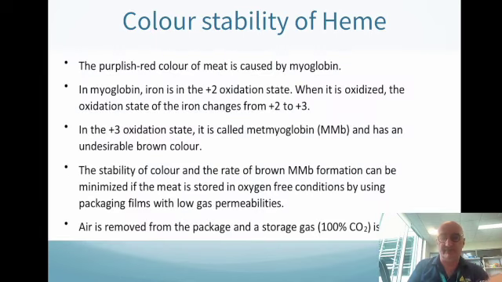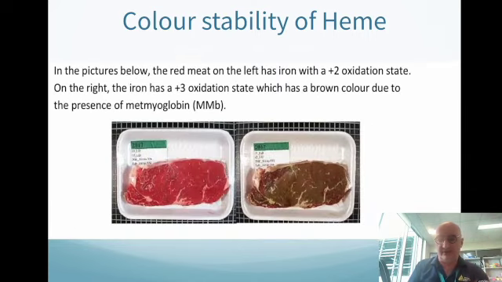Colour stability of heme. The purplish red of meat is caused by myoglobin. You see it in the shops stained blue to red as if it's never been an animal in the first place. And you can see here, which one would you buy? Or would you buy it at all? It's all about +2 and +3 oxidation states, but maybe that's not what you're thinking when you're thinking about your steak and chips.